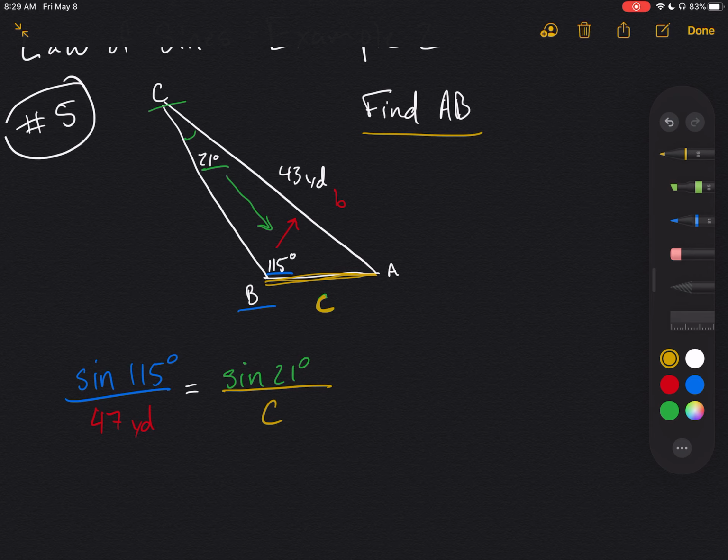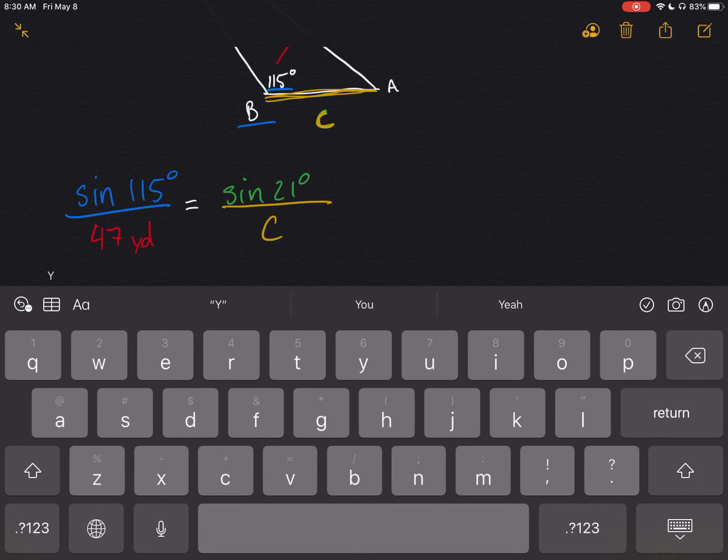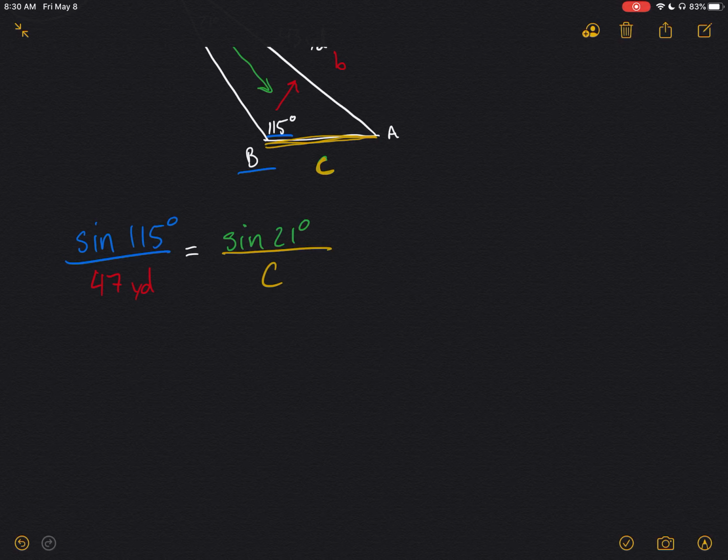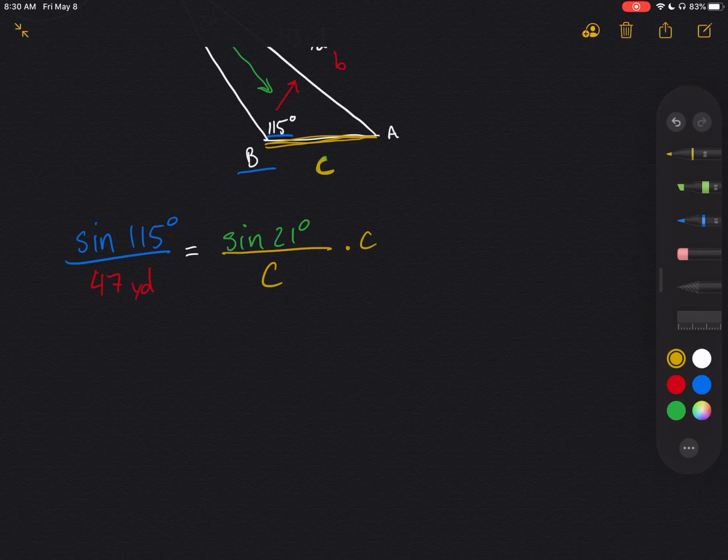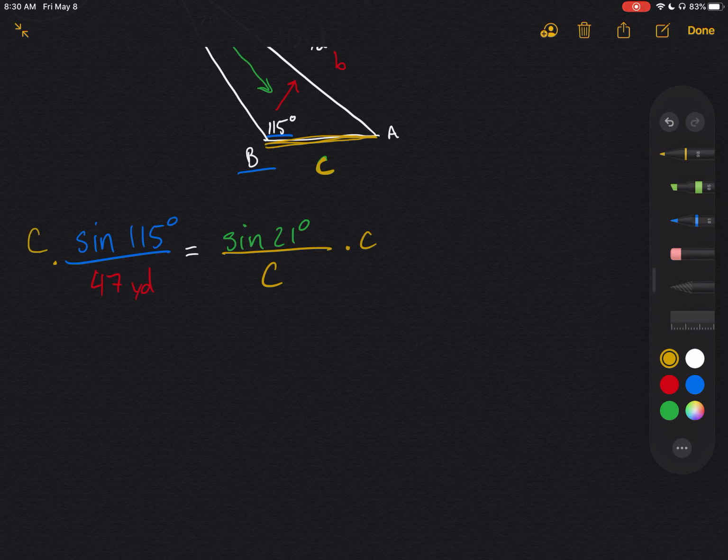Now I want to solve for C, okay? And solving for C is getting C in the numerator all by itself. So I'm going to start by getting C into the numerator by multiplying both sides by C. That cancels out C on the right, and moves it over to the left. C times the sine of 115 divided by 47 yards, and that is equal to the sine of 21.